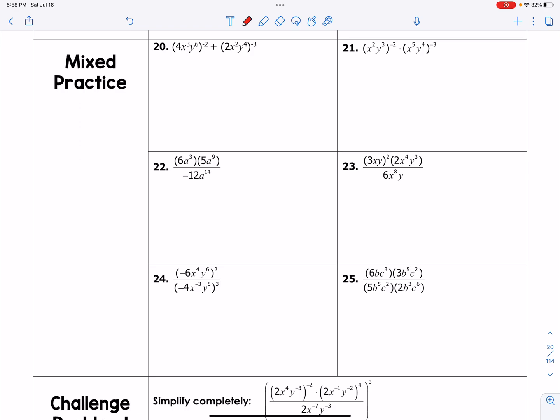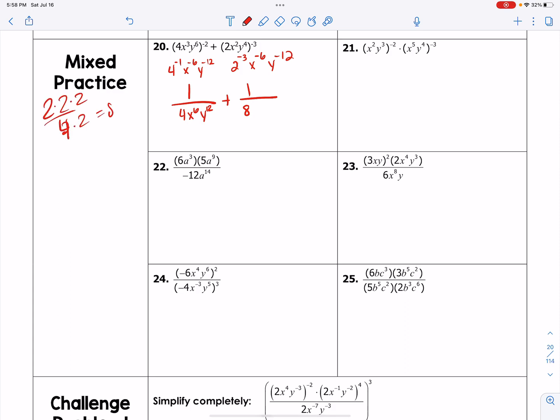So that's a negative exponent. If I put that in, it's 4 to the negative 1, x to the negative 6, y to the negative 12. So all of those are going to move to the bottom: x to the 6, y to the 12. Plus, this would be 2 to the negative 3, x to the negative 6, y to the negative 12. 2 to the negative 3 is 1/8, because 2 cubed, 2 times 2 times 2, that's 4, 4 times 2 is 8. So I get 8, and then x to the 6, y to the 12.